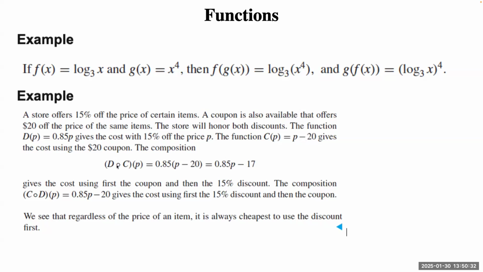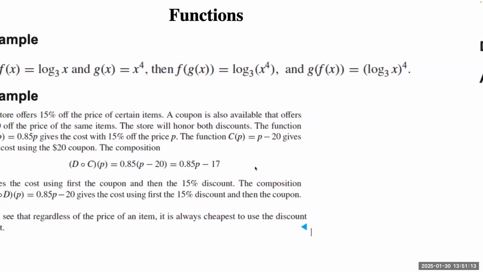So D circle C is going to be D of C of p. Remember the function D was 0.85p, and the function C of p is p minus 20. So we take p minus 20 and plug it in for the p in D of p. That's where 0.85 times (p minus 20) comes from. Then I multiply: 0.85 times p minus 0.85 times 20, which is 17. There's the function where I can plug in a price and get what I have to pay with both discounts. So that's an example of using composition of functions.